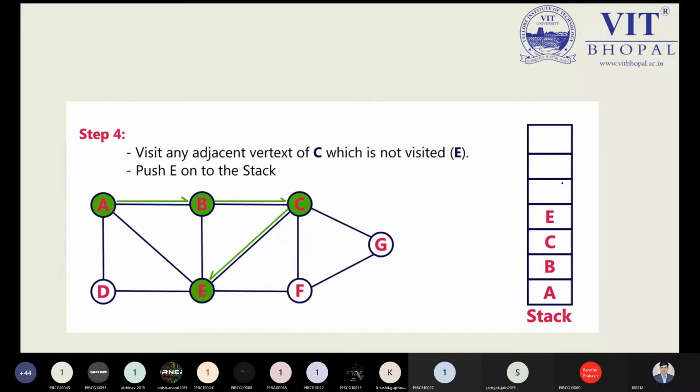Now C is connected to E and F. So here we pick E. So you can see A, B, C, E are inserted into the stack. Now we are up to step number 4. If there is any doubt, then you can ask me. Yes, tell me.